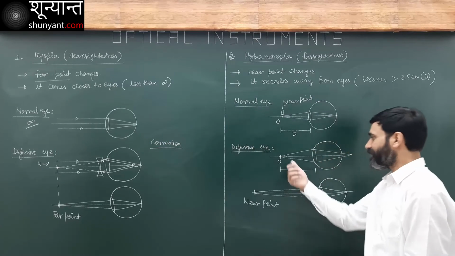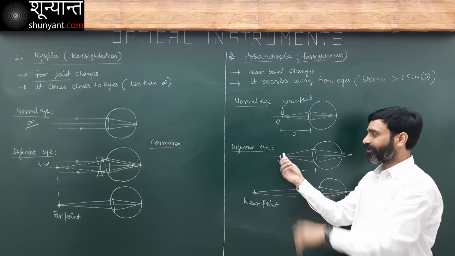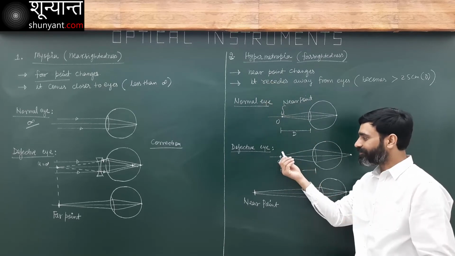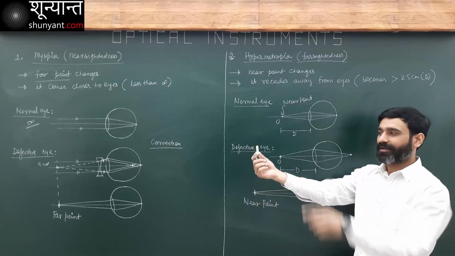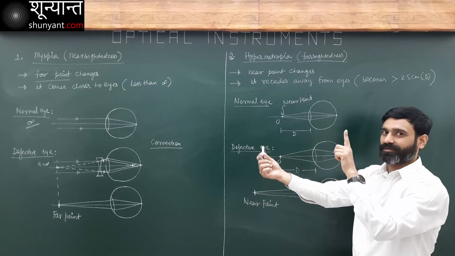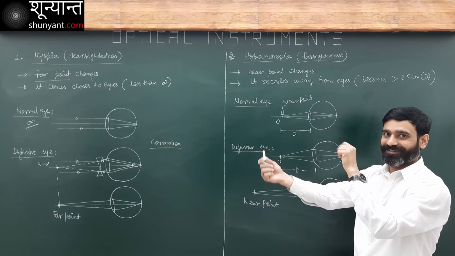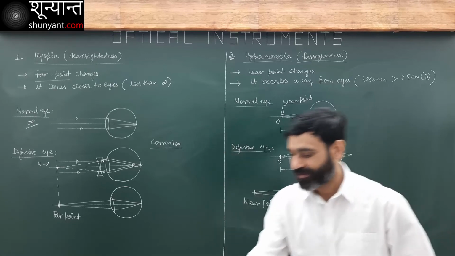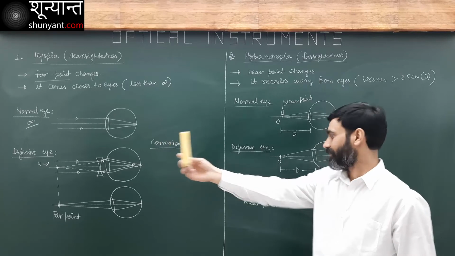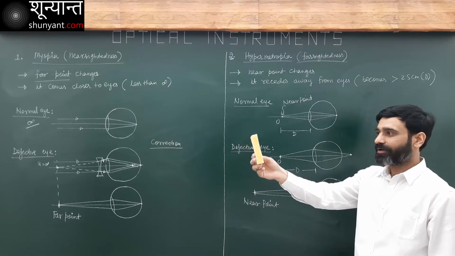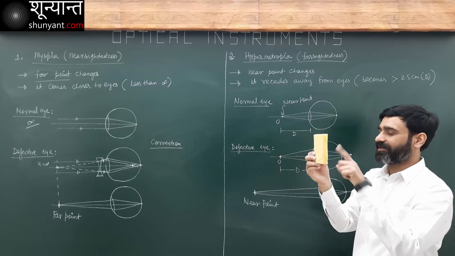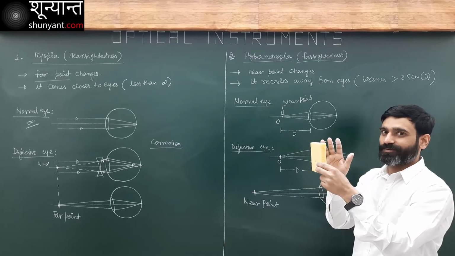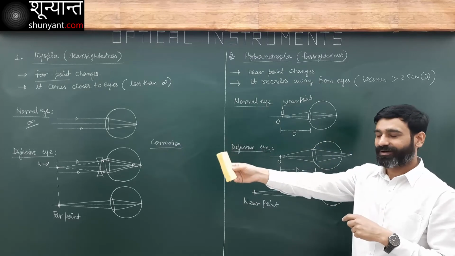If the object is kept here, I cannot see. My eyes are defective. I have this defect. But if I keep the object here, then I can see. I can see this object, but I cannot see this object, and I want to see this object. Understand this? I can read a book keeping it here at my near point. But I cannot read the book keeping it here, 25 centimeter. But I want to read this book. I can read the book if it is here. I cannot read it if it is here.